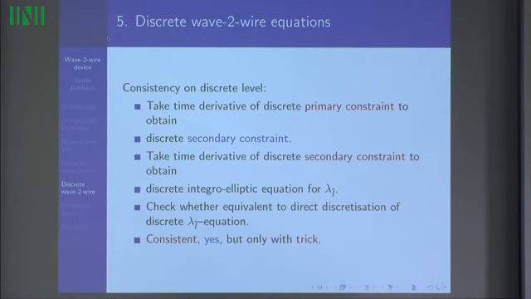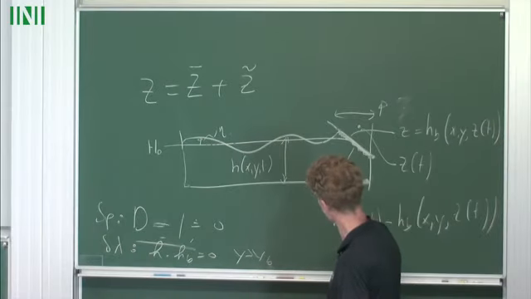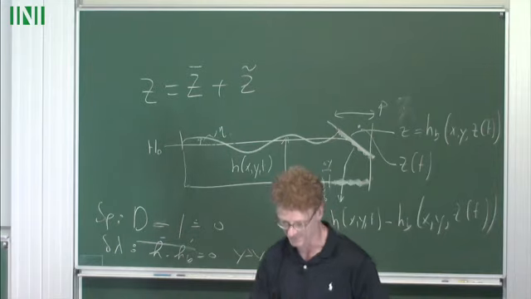you take the time derivative of the discrete primary constraint, you get a discrete secondary constraint, you take the time derivative of the secondary constraint, and that gives you a discrete integral elliptic equation for lambda, but that needs to be the same equation as if you didn't derive it via this route, but took a discretization of lambda. And we only could do that with the trick that we secretly, for one element, extended to the left of the waterline point, where strictly speaking lambda is not defined.